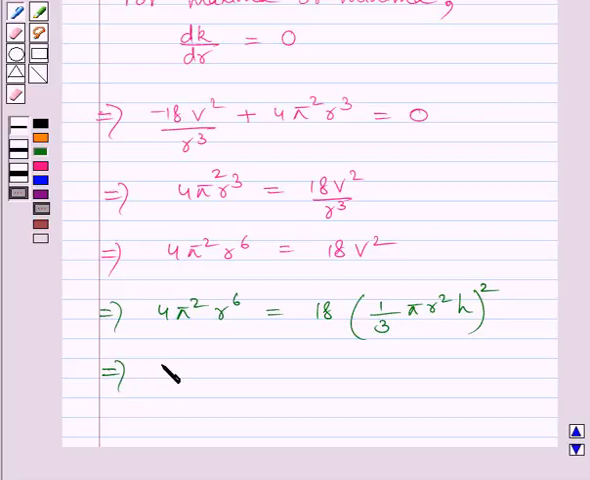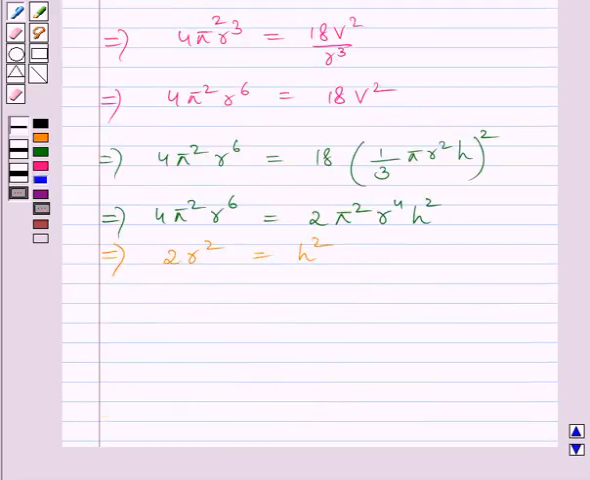This further implies 4 pi square R raised to the power 6 is equal to 2 pi square R raised to the power 4 multiplied by H square. Clearly we can see square of 1 upon 3 is 1 upon 9 and we will cancel common factor 9 from numerator and denominator both and we are left with 2. Square of pi is pi square, square of R square is R raised to the power 4 and square of H is H square. Now dividing both the sides by 2 pi square R raised to the power 4, we get 2 R square is equal to H square. Now taking square root on both the sides, we get root 2 R is equal to H, or we can simply write H is equal to root 2 R.